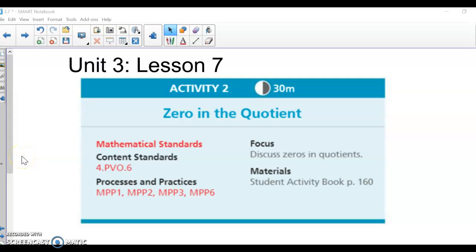Hi, fourth graders. We are in Unit 3, which is division still, in Lesson 7. And today, for the first time in our division problems, we are going to have a 0 in the quotient. And if you remember what the quotient is, that is our answer along with the remainder in a division problem.